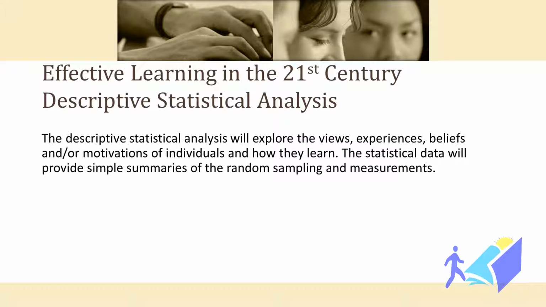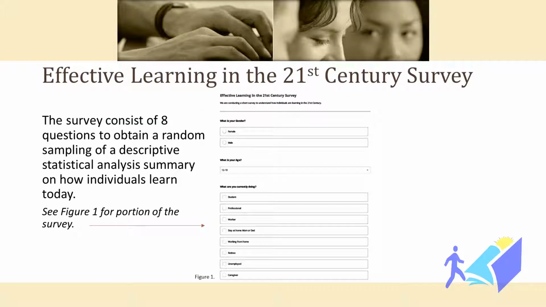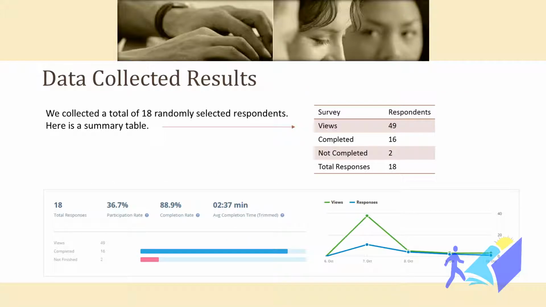The descriptive statistical analysis will explore the views, experiences, beliefs, and motivations of individuals and how they learn today. The statistical data will provide simple summaries of the random sampling and measurements. The survey that we used for the effective learning in the 21st century consisted of 8 questions to obtain a random sampling. We collected a total of 18 randomly selected respondents. We had 49 views, 16 completed surveys, 2 incomplete surveys, and a total of 18 responses.